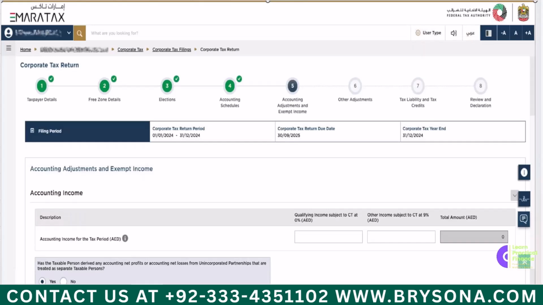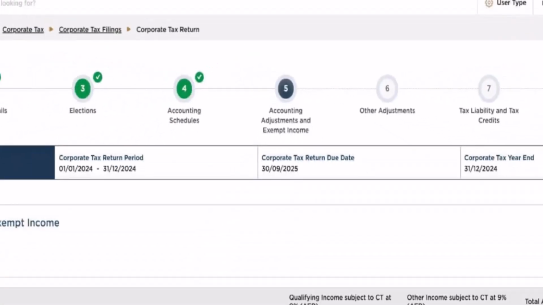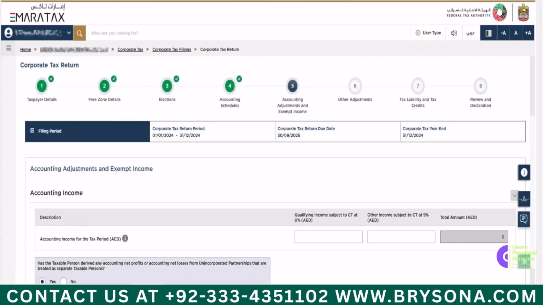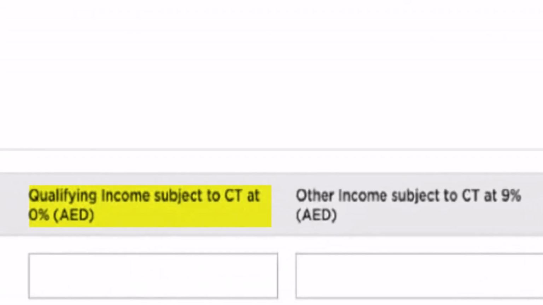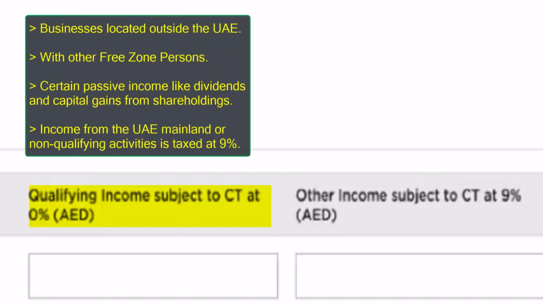Hi, our next section is accounting adjustments and exempt income. Before going forward, we have to understand two terms. The first one is qualifying income subject to CT at 0% tax rate. It includes income from transactions with businesses located outside the UAE, includes income from transactions with other free zone persons, includes certain passive income like dividends and capital gains from shareholdings.